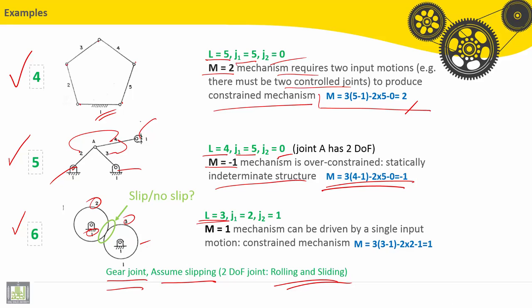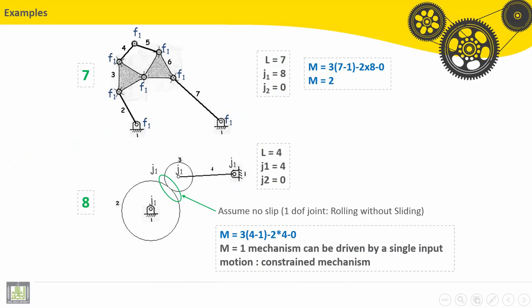So we have 2 lower pair joints. First one is the rotation here, and second one is rotation here. So between teeth, in this region between teeth, we have 1 higher pair. So M is equal 1. Mechanism can be driven by a single input motion, constrained mechanism.